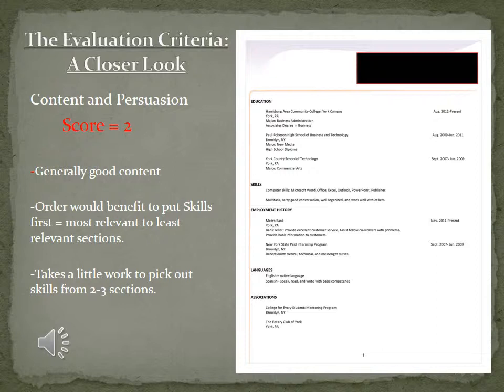So as you look at different resumes, think about what's most relevant and what's least relevant. Generally, the resume should move from most relevant to least relevant in overall format. Finally, this resume scores a 2 instead of a 3, also because it's a little bit difficult to pick out some of the skills because they're grouped into different sections. There's a section called skills and a section called languages, and then there's something related to associations. So it's not quite as clear to figure out exactly where those skills are coming from and where some of the qualifications are.